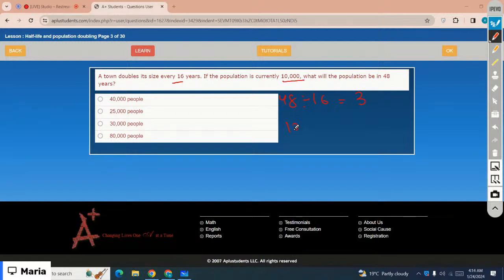So doubling 3 times means you need to multiply by 2, for the first time, for the second time, and for the third time. 2 times 2 is 4, 4 times 2 is 8. That means until 48 years, the population is 80,000. The correct option is 80,000. Got it? The correct option is 80,000.